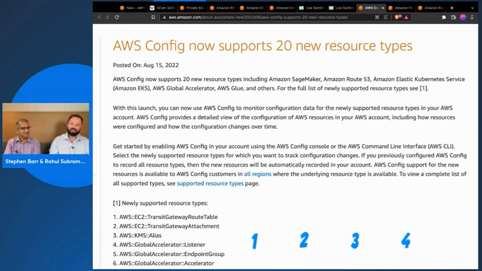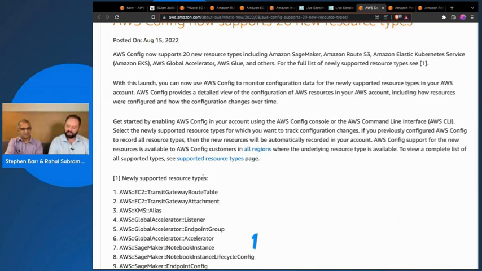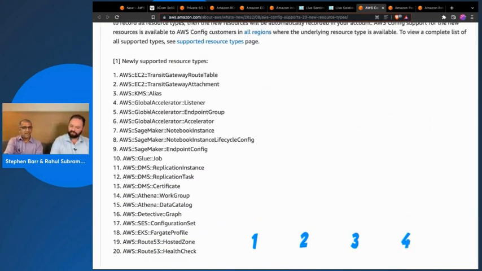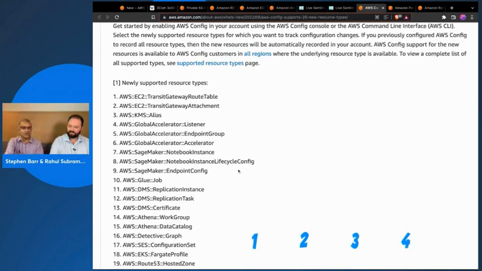You can monitor from a big picture, and you can monitor on a per resource type. And so what this article is saying is there are new supported entities for Config. Here's the 20 right here. Yeah. I think config monitoring and management is insanely complex. I mean, take a look at the first one, the routing tables itself.